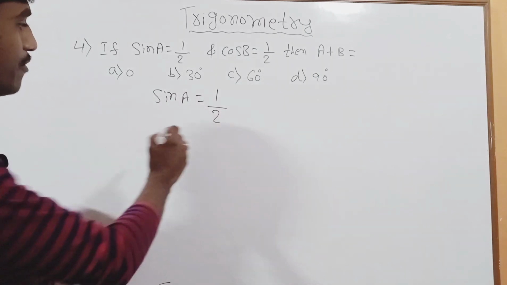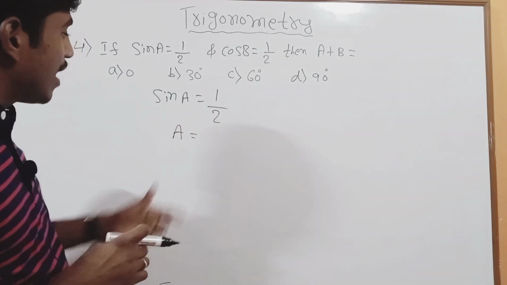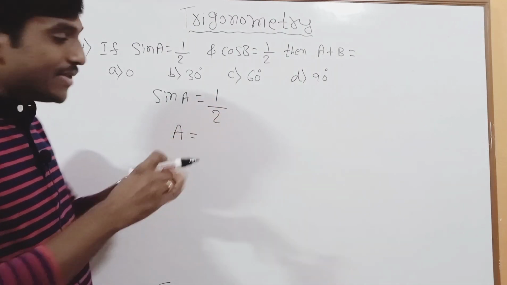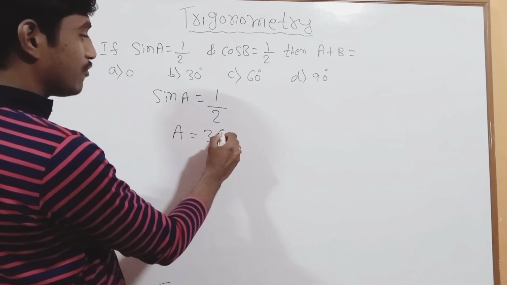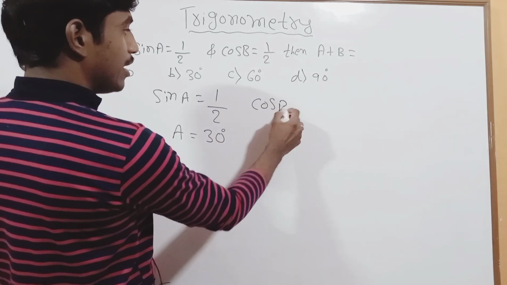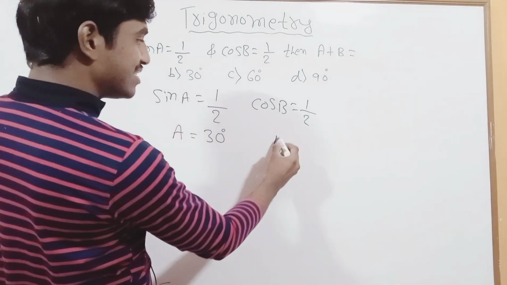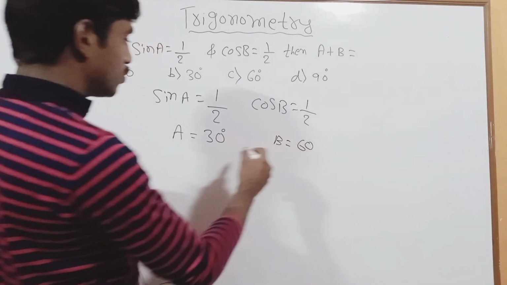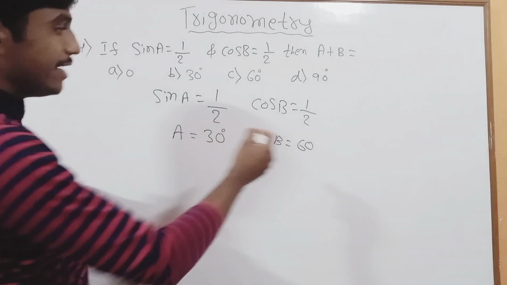So when we want to find the value of A here, we need to check in the table for what value of A in the sin table we get half. That means it is 30 because sin 30 is half. So the value of A is 30 degree. Like that cos B equals 1 by 2. So cos B is 1 by 2 means B equals 60 degree because cos 60 is 1 by 2. So B is 60. So the value of A is 30 and value of B is 60 degree.